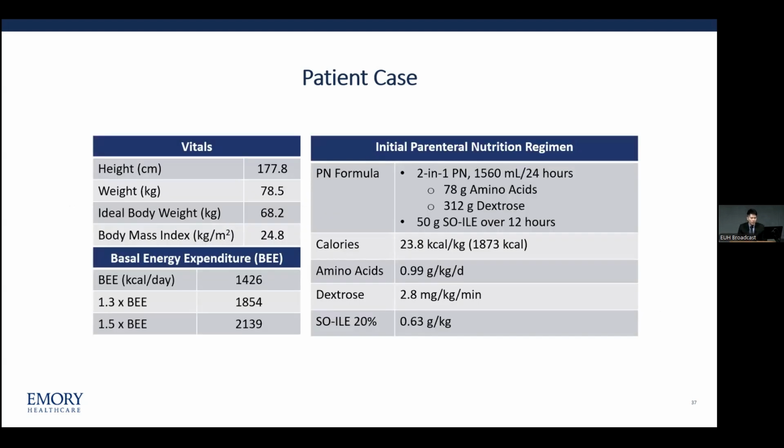This slide presents the patient vital signs along with a calculated basal energy expenditure. At the outside hospital, the patient was started on 2-in-1 PN formulation, running continuously for 24 hours, providing 1,873 calories. This meets the patient total kilocalorie requirement. The PN composed of 78 grams of amino acid and 312 grams of dextrose, with the soy ILE 50 grams infused separately over 12 hours. All doses align with ASPEN recommendations.